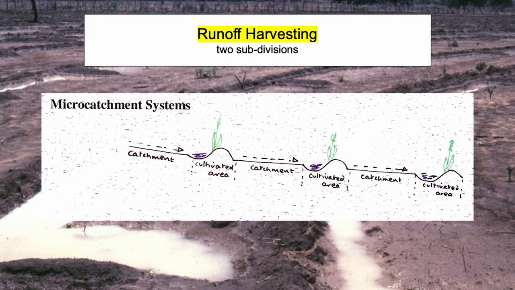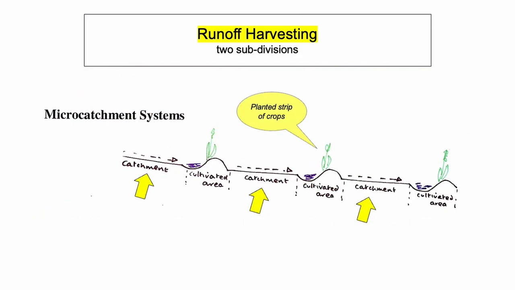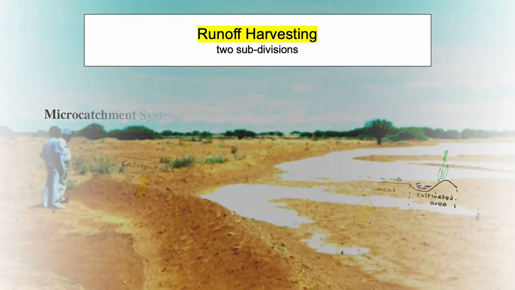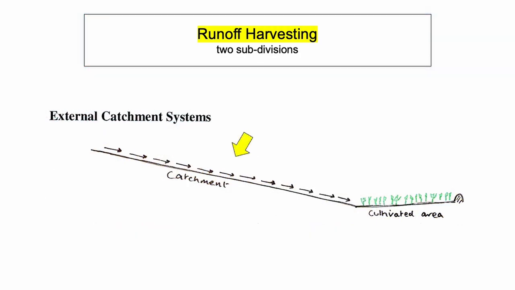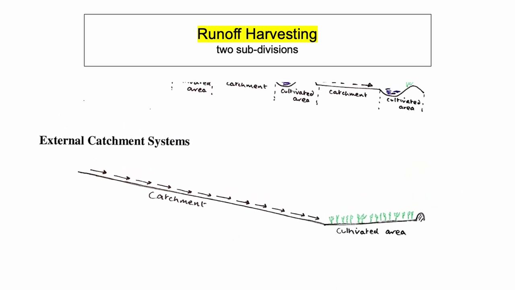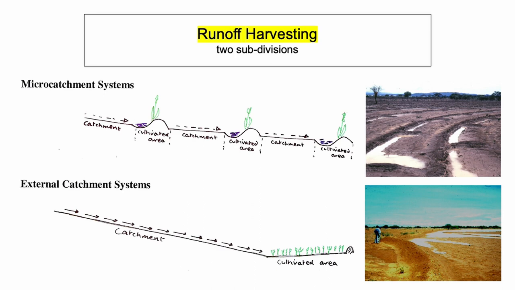Basically, microcatchment systems have a series of small catchments between planted strips, or small ponds as we've seen for trees. External catchment systems, on the other hand, have a single large catchment feeding a single cultivated area. Each of the two systems has its own characteristics, its advantages and disadvantages.